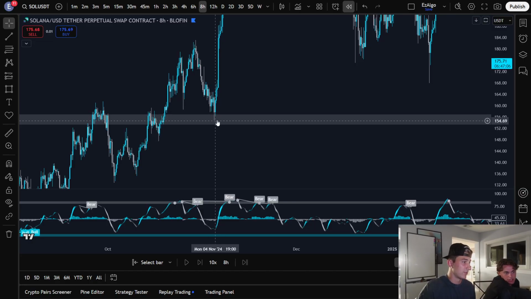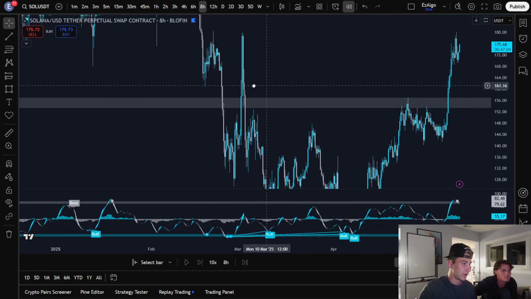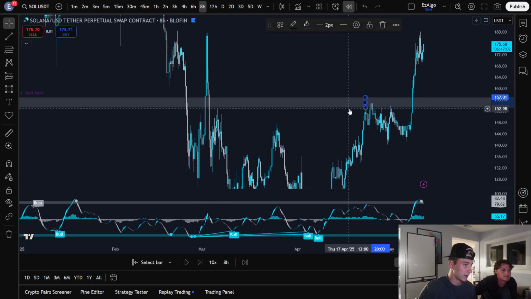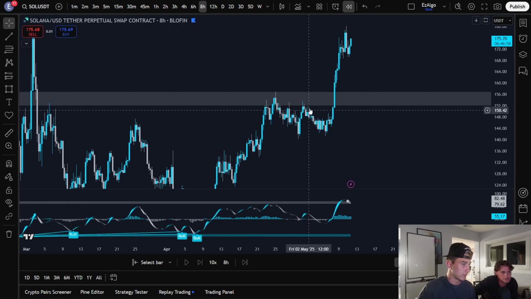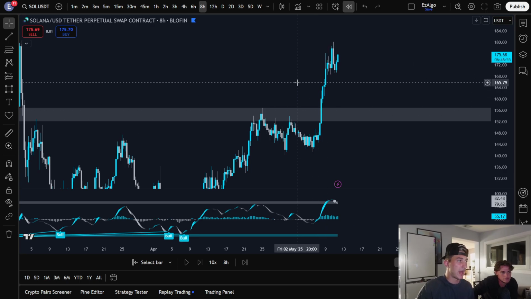Exactly. There's the biggest one. You see this? So it bounced from this level in the past, right? Again, it kind of rejected here. So this general zone was our key level of resistance that we've broken out of, right?